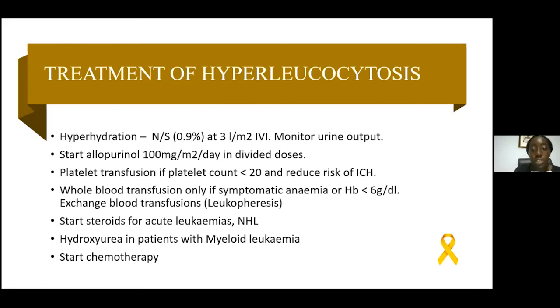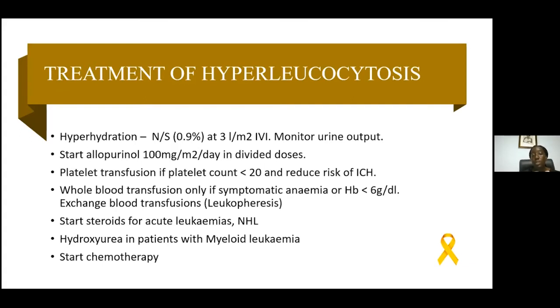For the treatment of hyperleukocytosis, you want to increase blood flow, and therefore you want to increase oxygenation at the tissue level. So you want to give high doses of IV fluids, preferably normal saline. So we give it at 3 liters per meter square. You also want to give allopurinol.